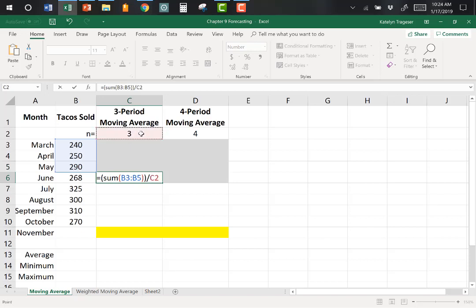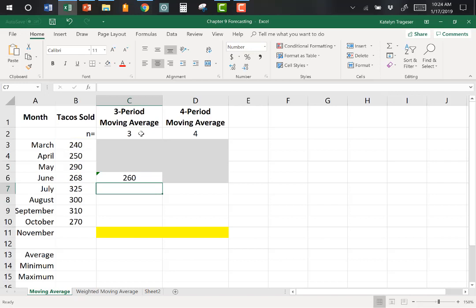So C2. So push enter with me, and we'll see that in June, this forecast would have predicted that we sold 260. We actually have our sales figures, 268, but we could see that that forecast would have been pretty close. Now, real quick, I want you to try something with me. We're going to drag our formula down. So look in the lower right corner of that cell. There's a little tiny box there. If you hover over it, you can get this black plus sign. Click on that and drag your formula down. Let's see what happens. That didn't work.